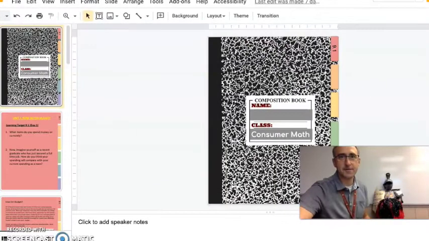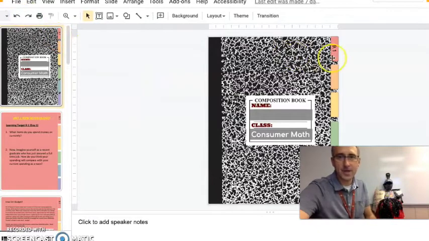Hello class, this is our first interactive notebook lesson for consumer math. You see that the knight from the Royal Order of Operations has joined us. We're not going to do a ton of calculations until halfway through this lesson, but we will follow the order of operations. It's not too complex.